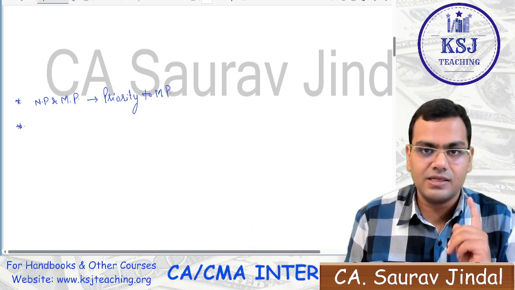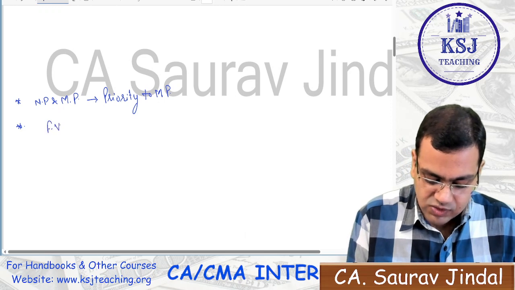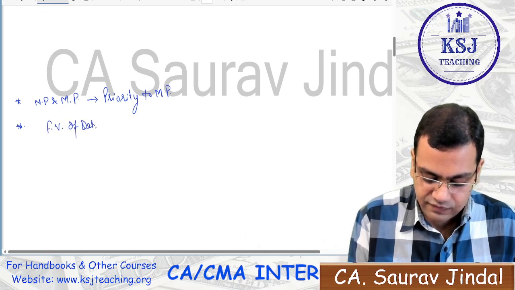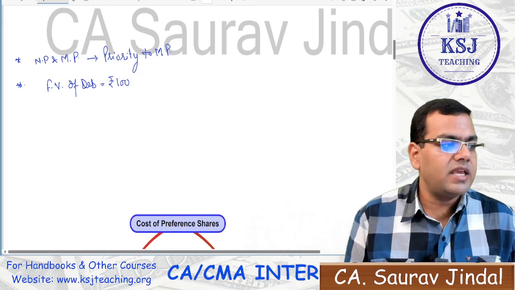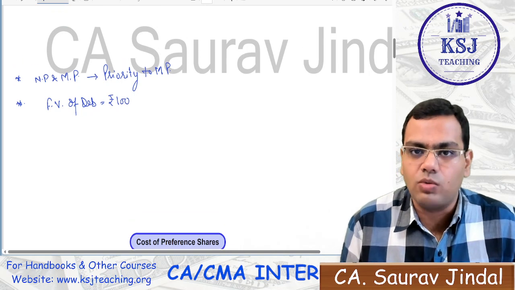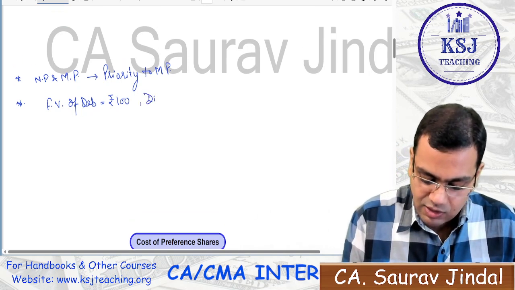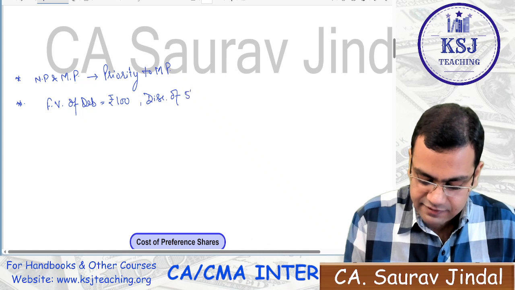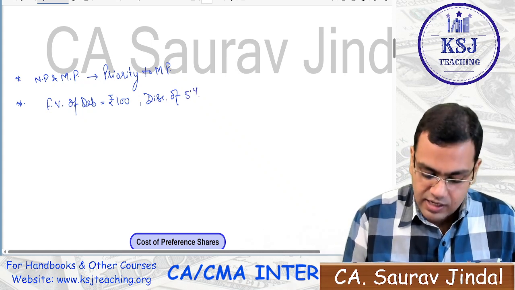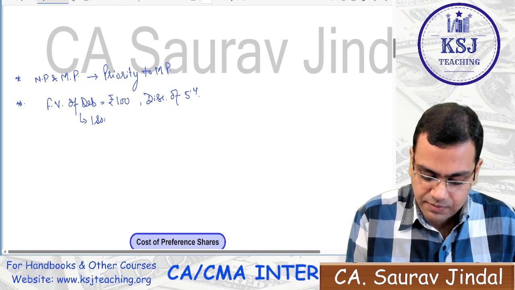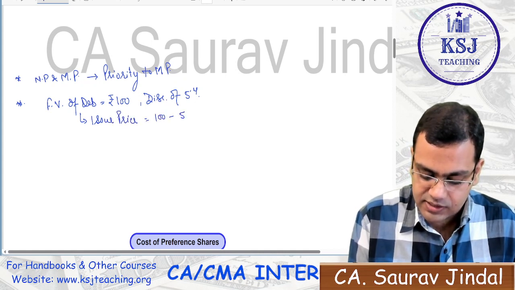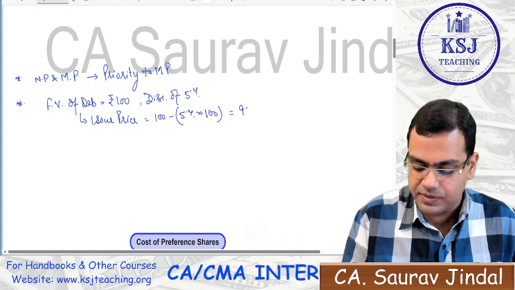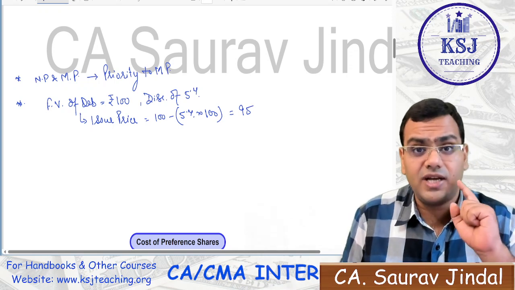How is the net proceed calculated? Let's say the face value of the debenture is rupees 100, and you are issuing this debenture at a discount of, let's say, 5%. Clear? Now, what will be the issue price here? The issue price will be 100 minus 5% of 100, that is 95 rupees. Now, you are going to issue the debenture at 95 rupees.